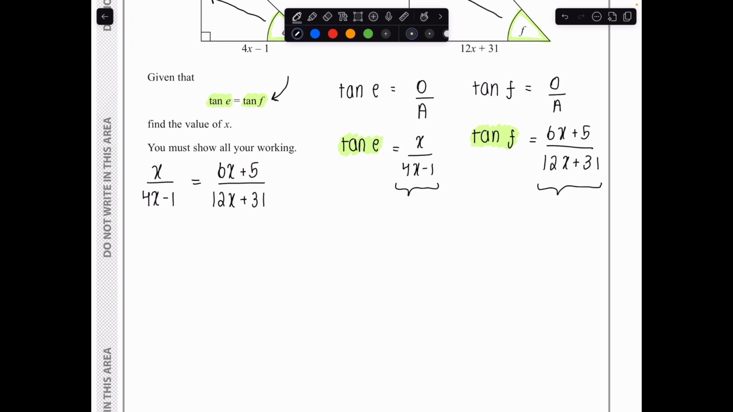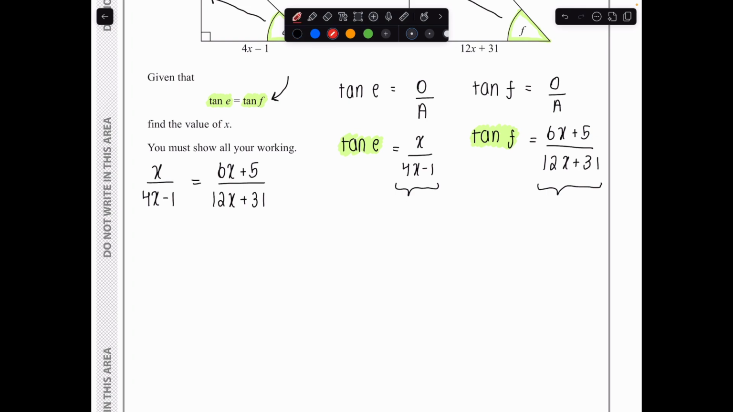So from here, we now have an expression with only one unknown, our x value. What we want to do is try and get rid of the fraction. If we can get rid of the fraction, it's more likely to make it a little bit easier for us to get to the answer. So how do we get rid of the fraction? In a situation like this, where we have one fraction equaling another fraction, the best way to get rid of the fraction is by doing cross multiplication.